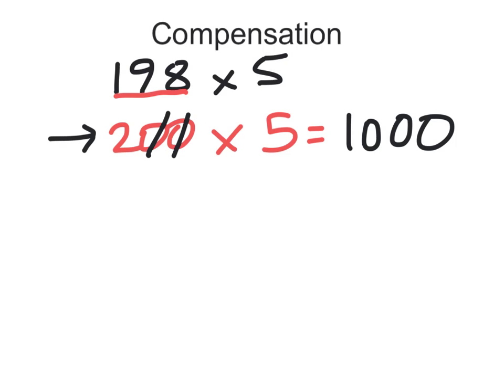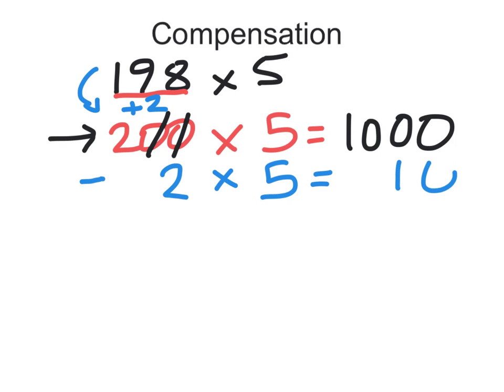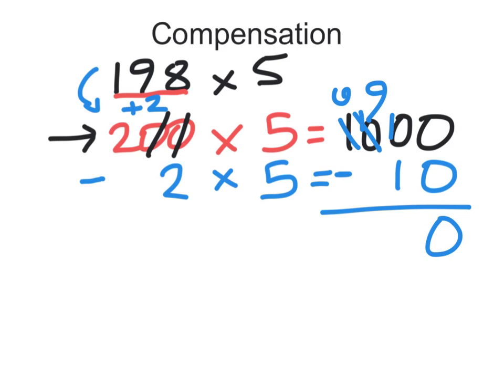So if you noticed, from 198 to 200, we added 2 groups. So now what I have to do is subtract 2 groups of 5. And 2 times 5 is 10. And I have to subtract it. And we get 990. Let's do another example.